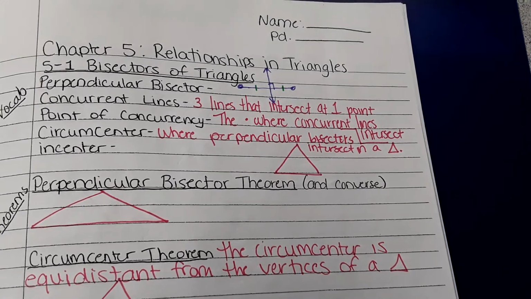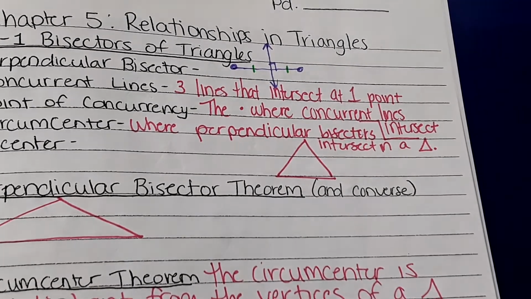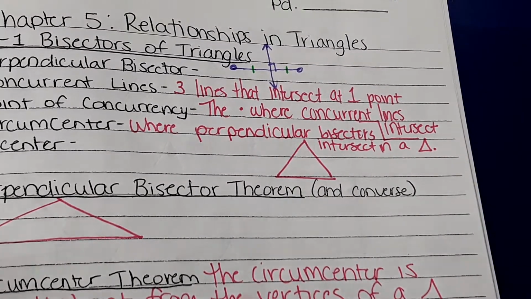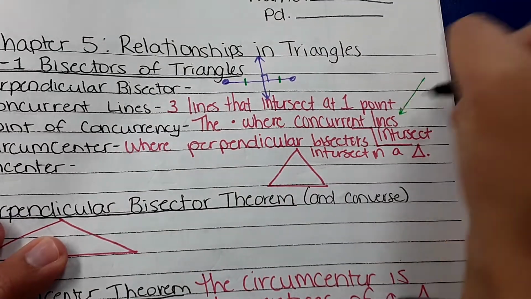Then the next word is concurrent lines. It's 3 lines that intersect at one point. So it looks like this.